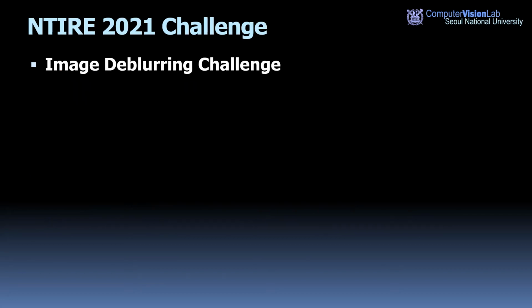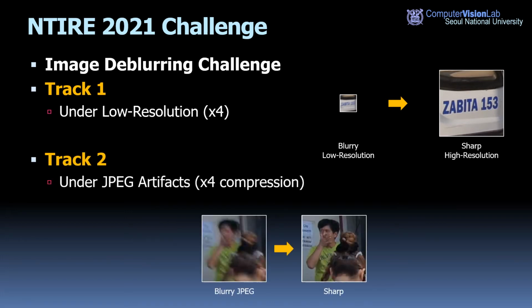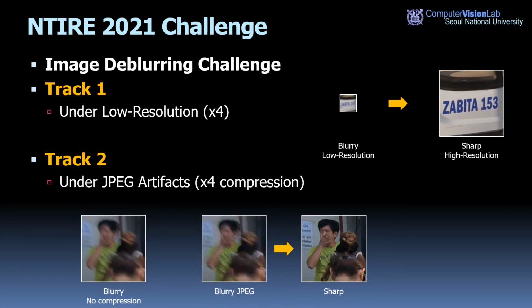To achieve the challenge goal, the competition is organized by setting 2 tracks in parallel. The first track involves a low-resolution artifact as well as the motion blur. And the second track requires the participants to handle images suffering from JPEG compression artifacts. Compared with the uncompressed blurry images, the blurry JPEG is more blocky.